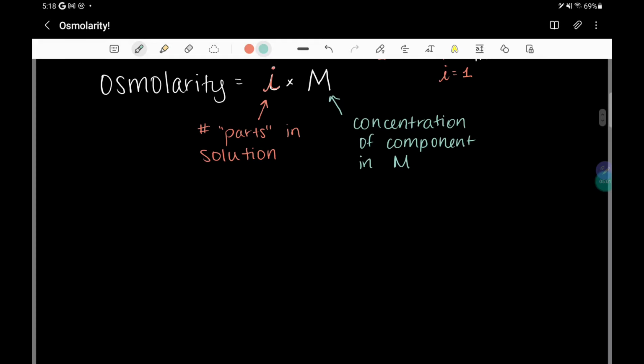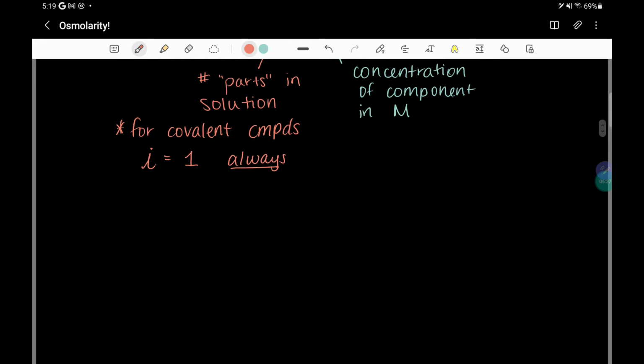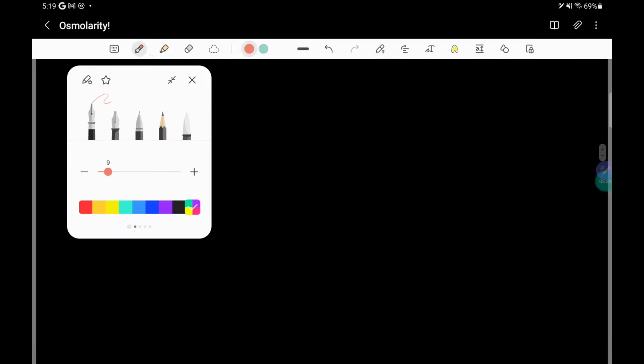Okay, so there's our component, and that's this idea of i. An important caveat to remember for covalent compounds, which are two nonmetals: i equals 1 always. They don't separate into ions, so their i value is always going to be 1. You're probably not going to be asked that on any exams, but you never know. Okay, so now let's do a practice question.